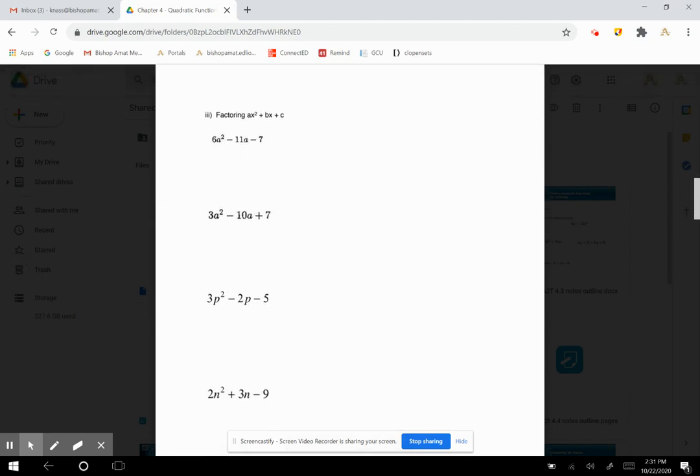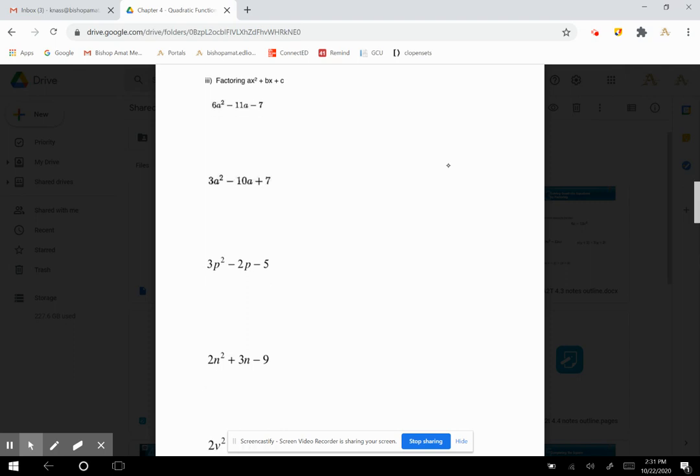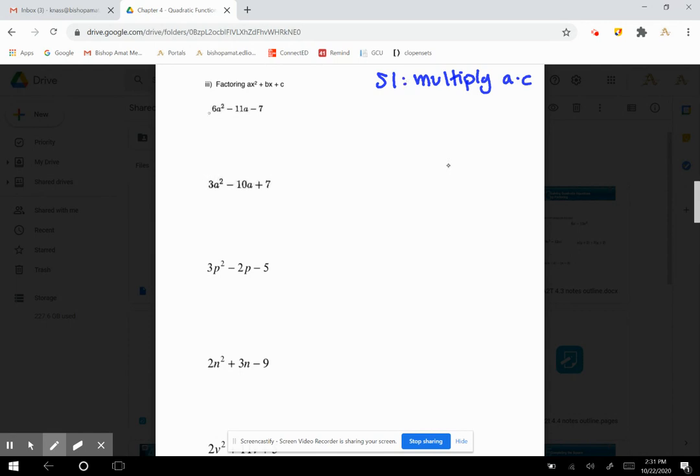Now that we have 3 terms, we're going to factor. There's a couple steps that need to be taken here. Step 1, you need to multiply a times c together. So a times c is 6 times 7. That gets you 42. Step 2 is you want to write out the factors of a times c.